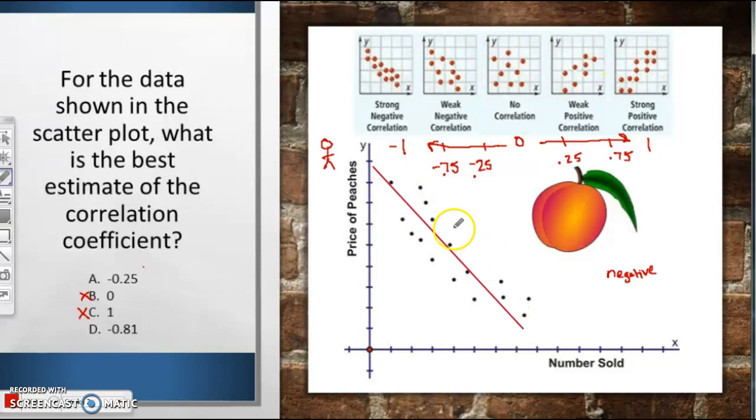So we have to decide, is this correlation pretty strong or is it pretty weak? Negative 0.81 is a pretty strong relationship, and negative 0.25 is pretty weak. In a few minutes, we're going to look at how to do these mathematically, but here we're just estimating, and I would say that this is a very strong relationship because those numbers are all pretty close to my line of best fit, so I believe the best answer is negative 0.81.